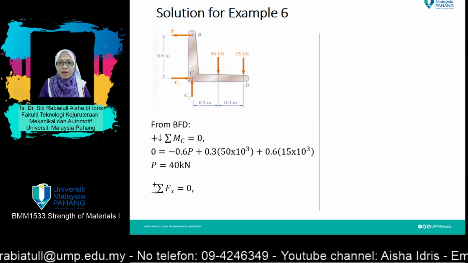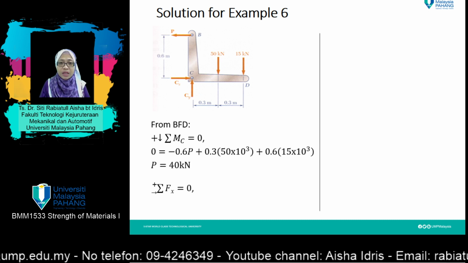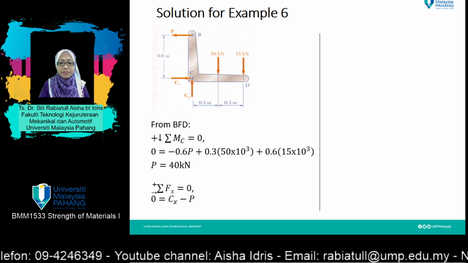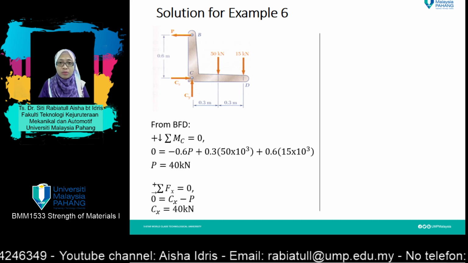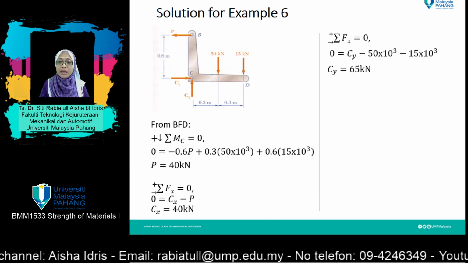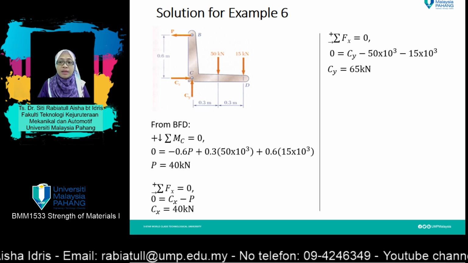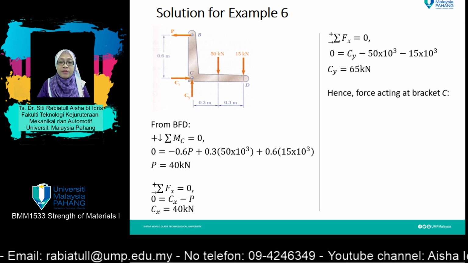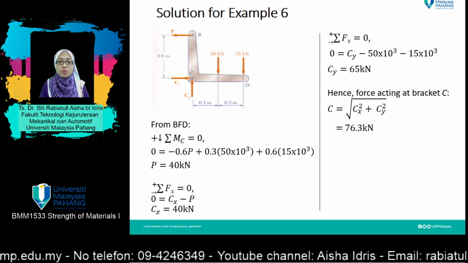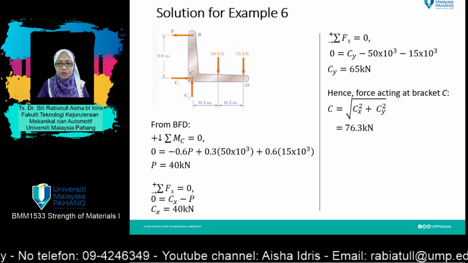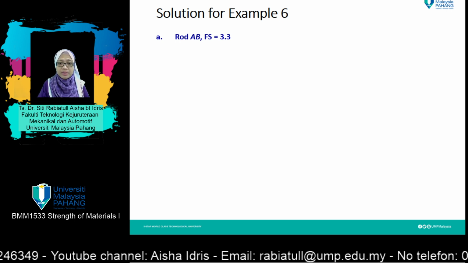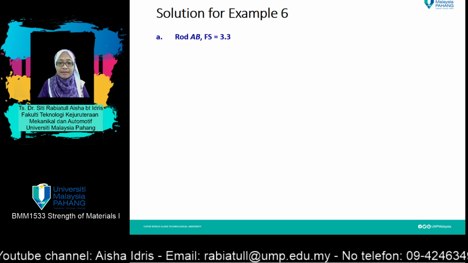Meanwhile, the reaction forces acting at C need to be divided into 2 categories. Taking total forces in X direction, you will get the value of Cx equals 40 kilonewton. Following by taking reaction forces in Y direction, you will get the value of Cy equals 65 kilonewton. After that, by taking the magnitude at location C, you get the value of C equals 76.3 kilonewton. Then we start to use all this information to solve our problems in question A, B and C.